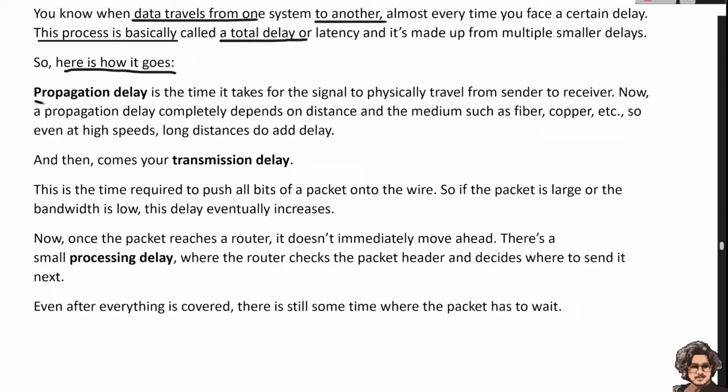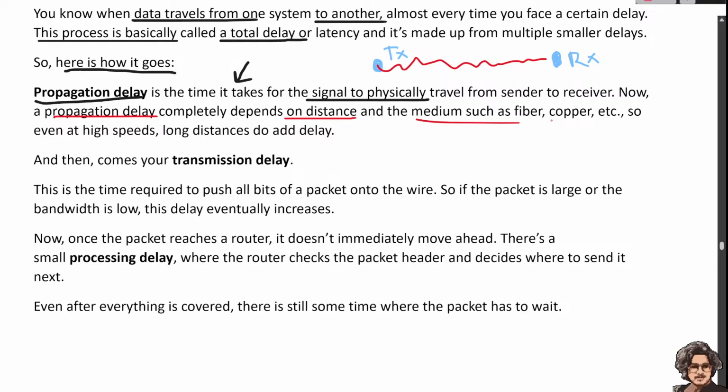First of all, what is the propagation delay? Propagation delay is the time taken for the signal to physically travel from sender to receiver. So this is the sender and this is the receiver. It takes time for a signal to physically travel from sender to receiver, and the propagation delay depends on the distance and the medium through which it is sent, like fiber or copper.